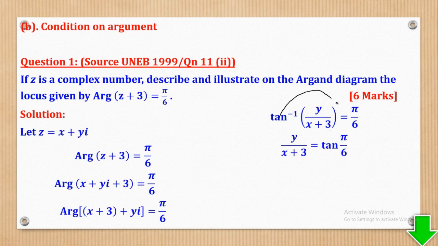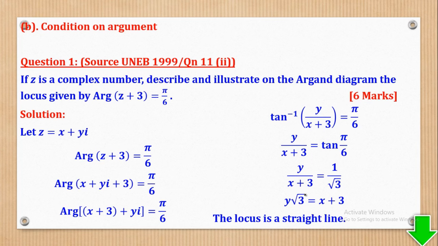Then take tan this side to come up with this. Now this argument is in radians, therefore tan of pi over 6 is the same as 1 over root 3, standard special angles. Then cross multiply, and that will be the locus. So the locus is a straight line, and this is what you have described, but they also wanted you to illustrate it on the Argand diagram. So for a straight line we need any 2 points, and we just join those 2 points.